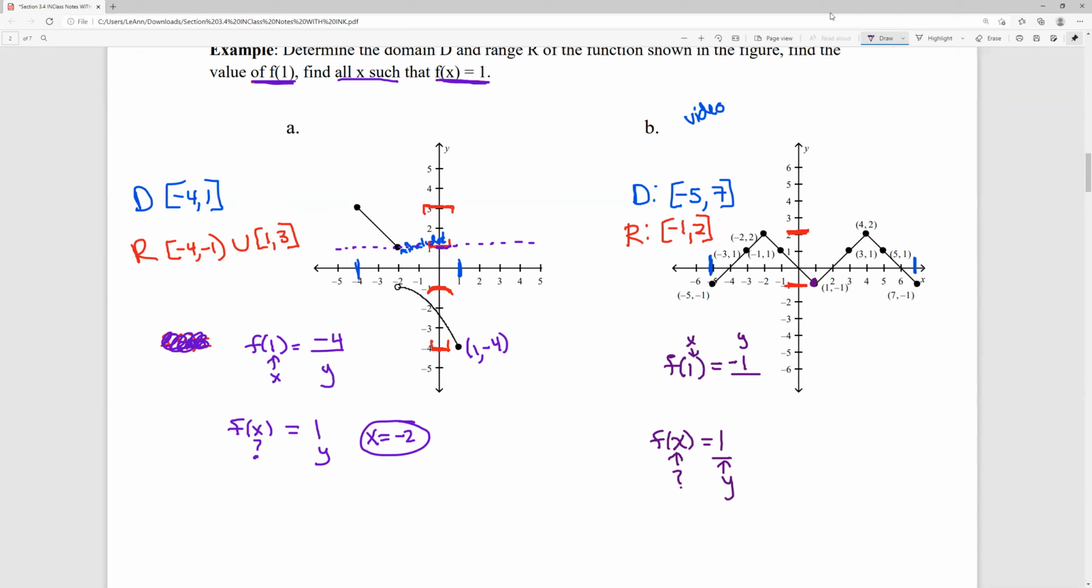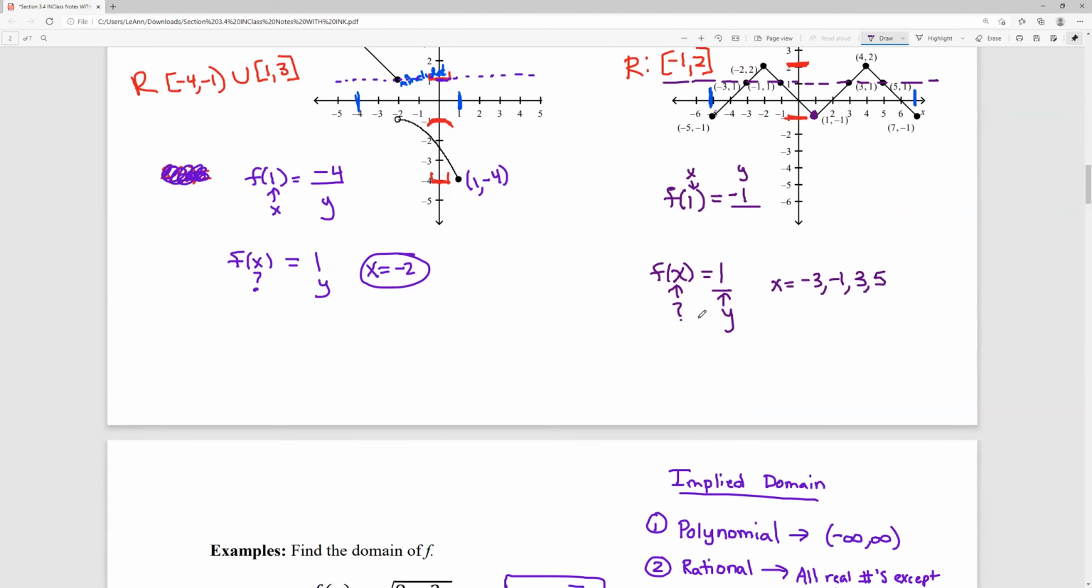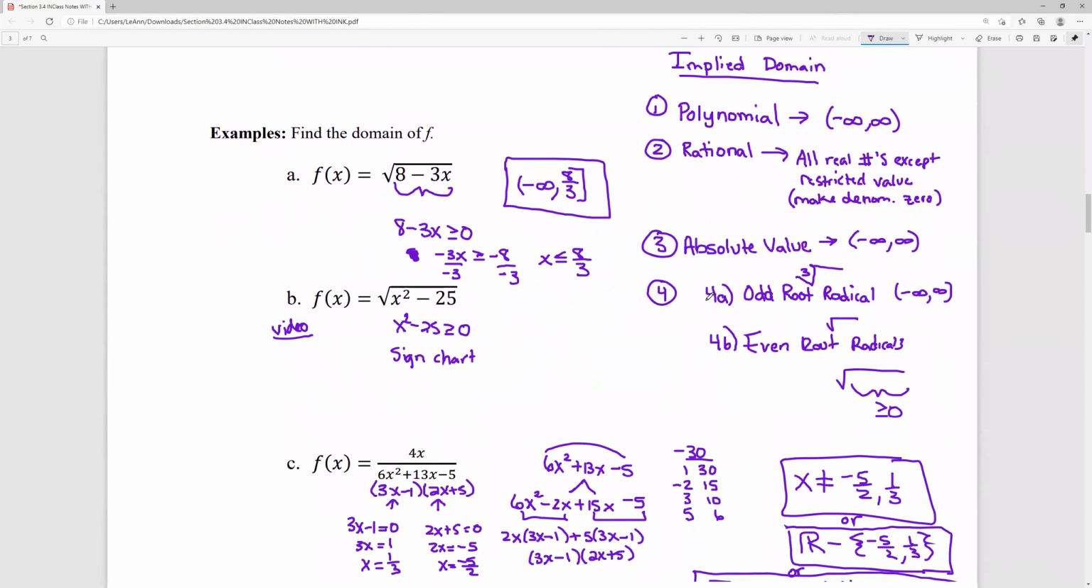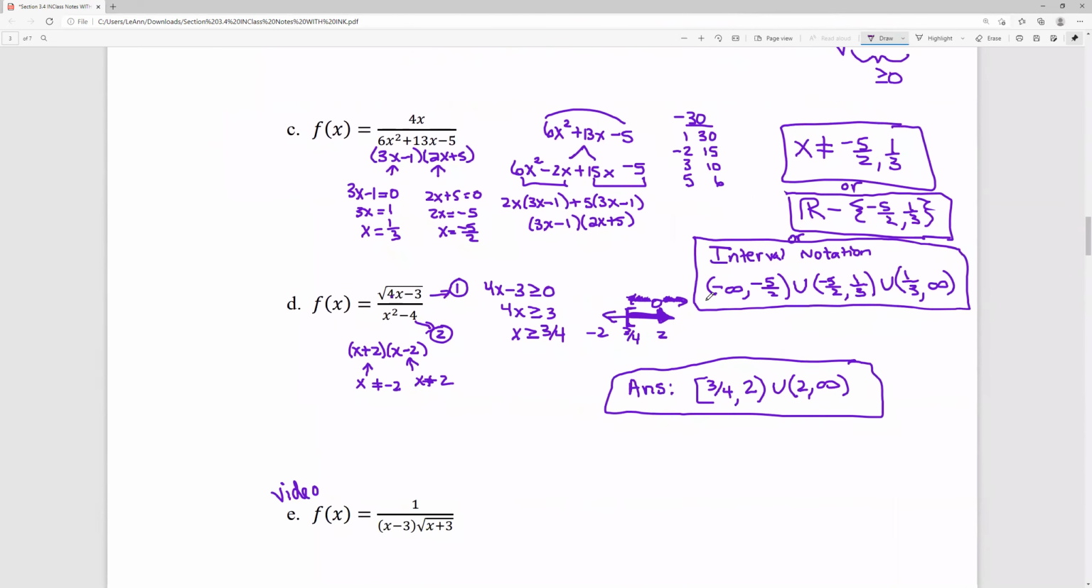So if you go to 1 on your y-axis and you just draw a dashed line all the way across, you'll notice we cross our graph 4 times. So there are 4 x values that give us a y value of 1. We had -3, because they've actually listed the ordered pairs there for you: -1, 3, and 5.